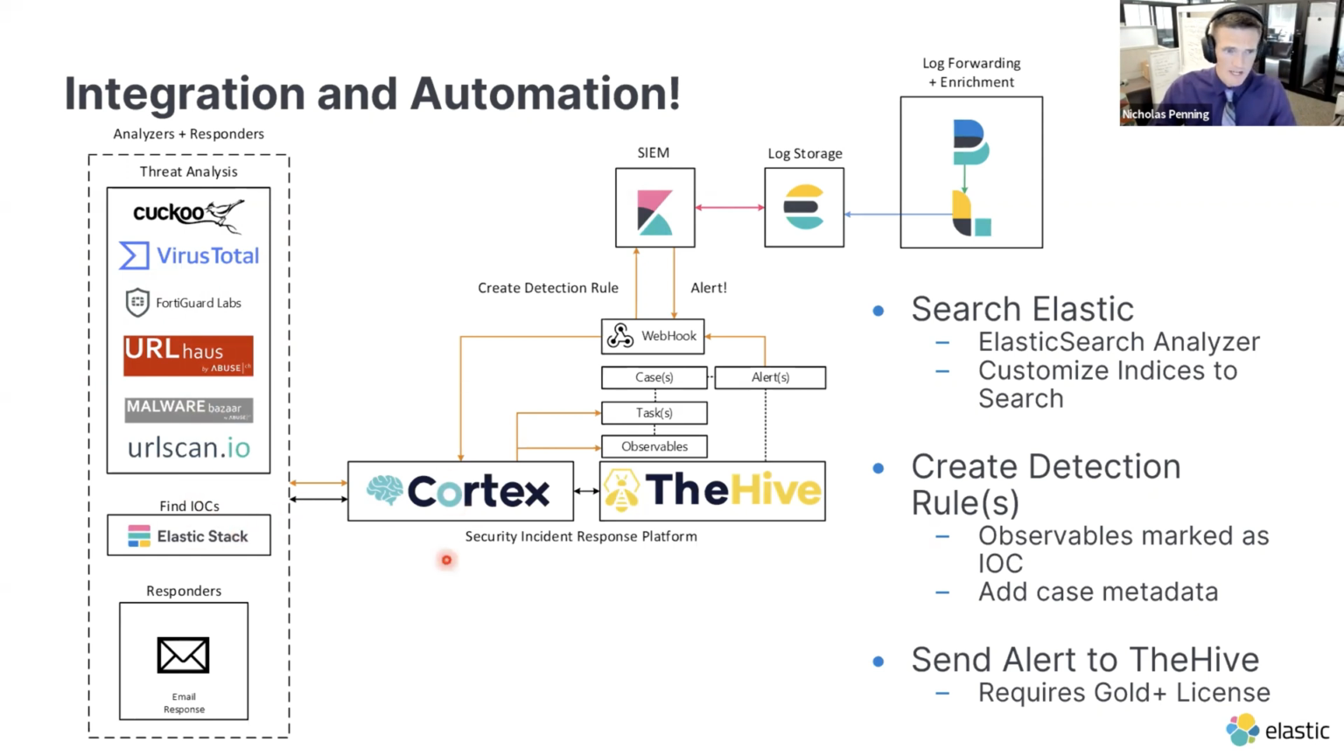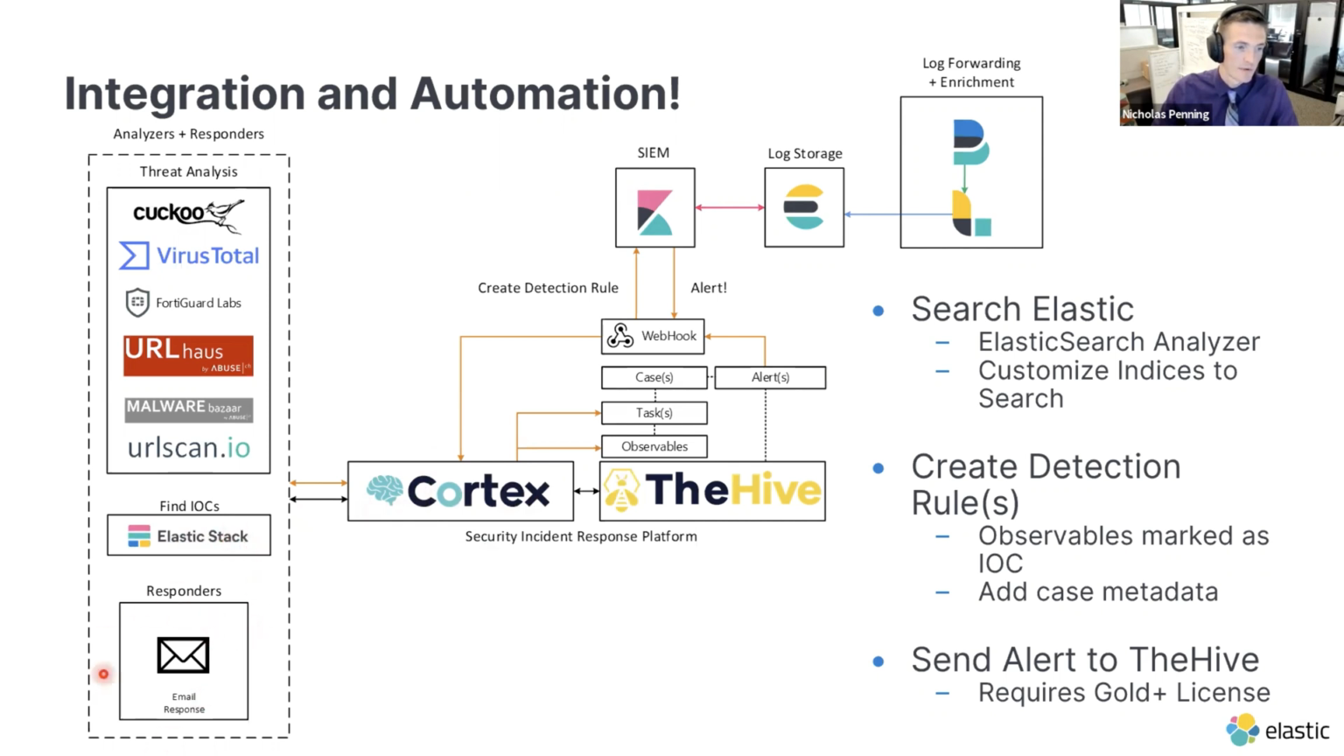But Cortex is also the main engine to query Elastic and get the results back into the Hive. So that Cortex analyzer I spoke of earlier, what we do is we use that analyzer to query Elastic, get the details we want, feed it back into the Hive, and it's all documented there. I don't have to copy and paste from Kibana. I don't have to do any of that. It's automatically documented in the Hive with the Cortex analyzer to search Elastic for us.